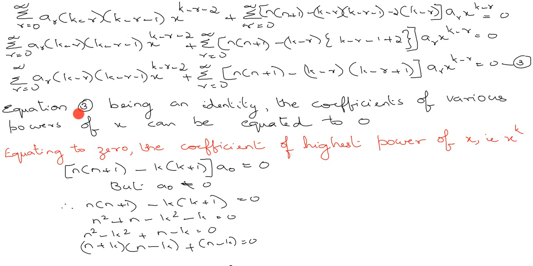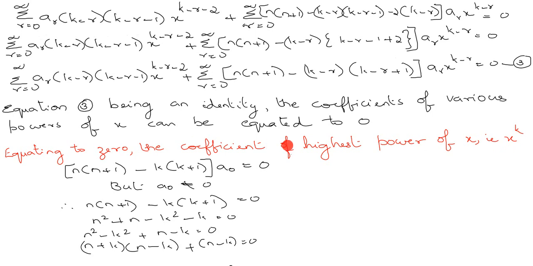Since equation number 3 is an identity, the coefficients of various powers of x can be equated to 0. Now in Bessel's differential equation, we equate the coefficient of the lowest power of x, but in Legendre's differential equation we equate the coefficient of the highest power of x, that is x raised to k. That is, we equate the coefficient of x raised to k to 0.